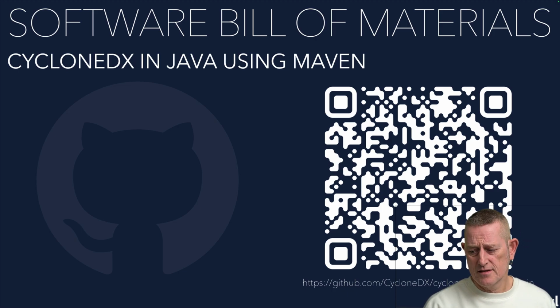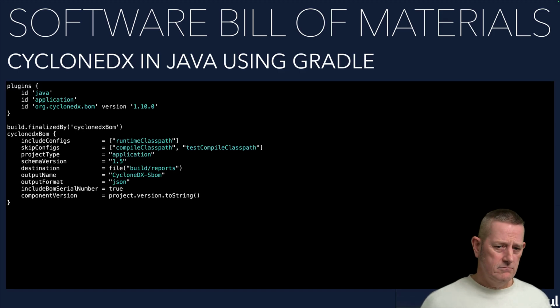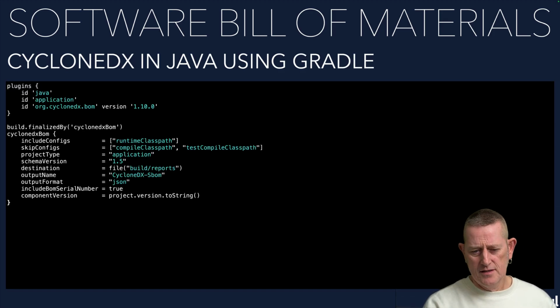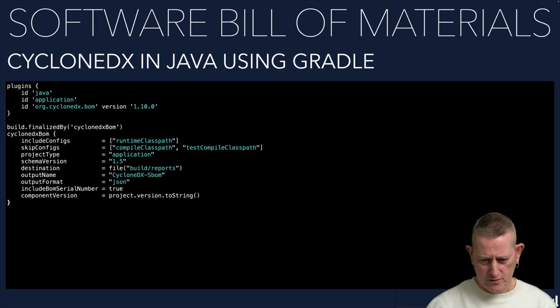Just scan it. It's on GitHub. As simple as that. Add it to your build script and you're good to go. In Gradle, very much the same. You see the coordinates, you add it to the plugins area. There is a CycloneDX BOM configuration area where you can do pretty much the same as you could do in Maven. And then it will create the files from Gradle, right?